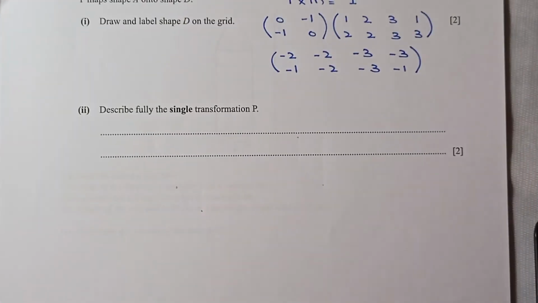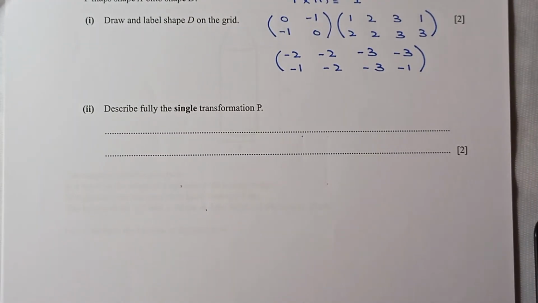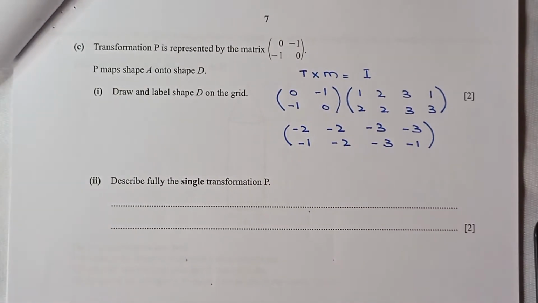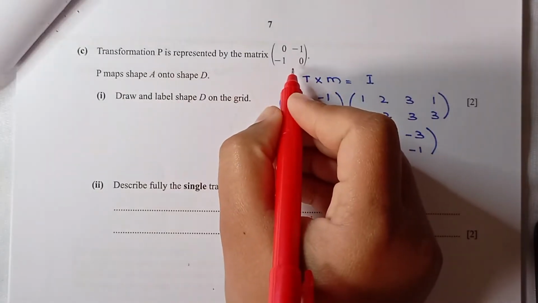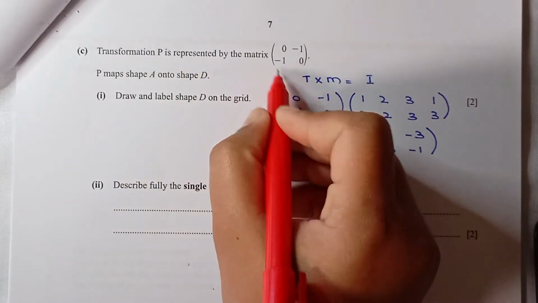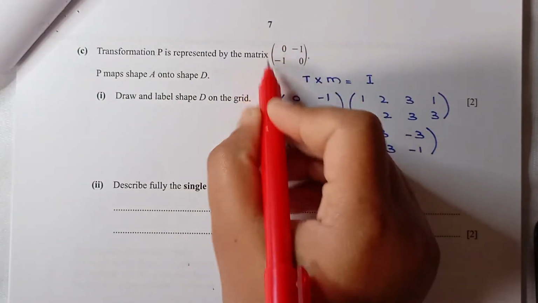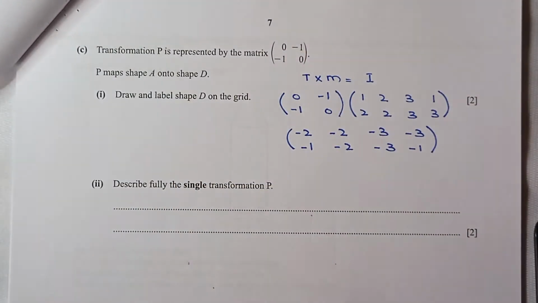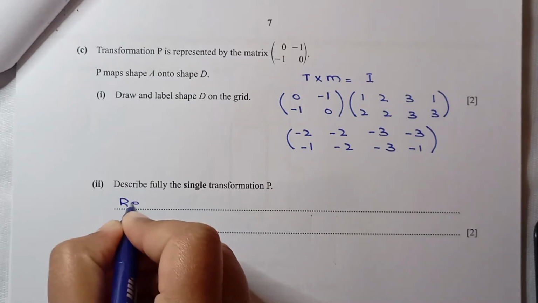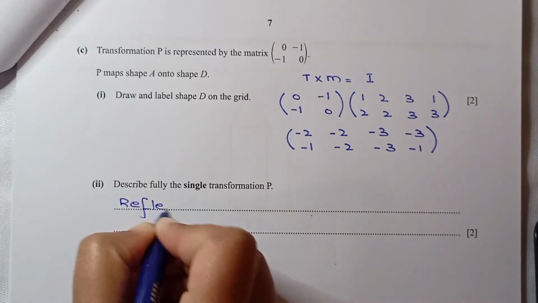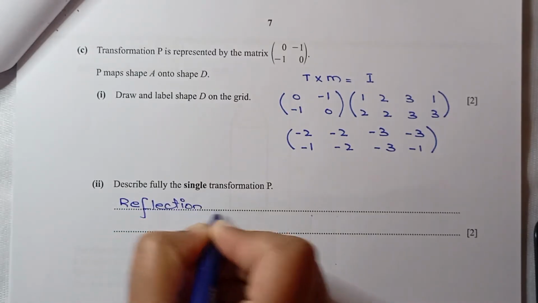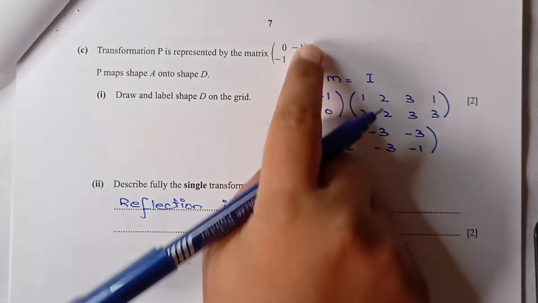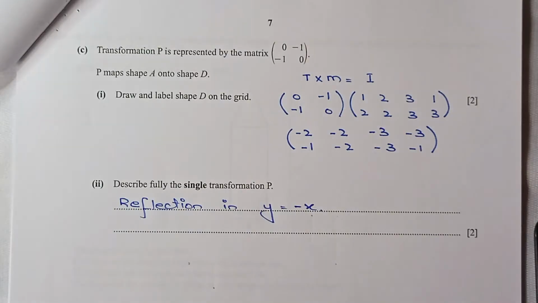Now for the second part, describe fully the single transformation P. Okay, so as we can see, this is the matrix for the transformation P. So it is a reflection in the line y equals negative x, because the values are negative. So it is a reflection in y equals negative x.